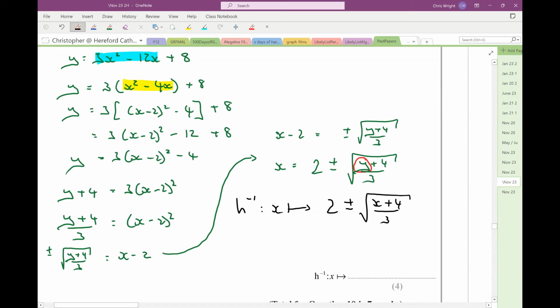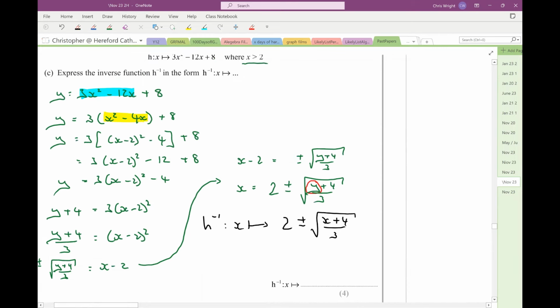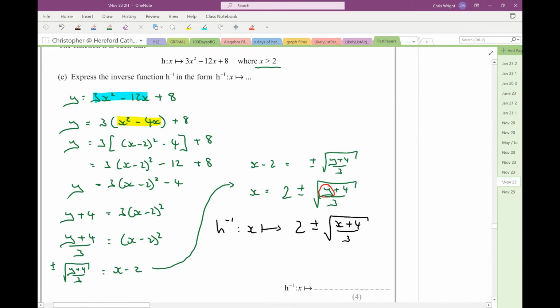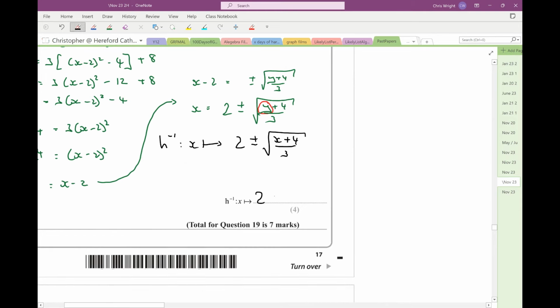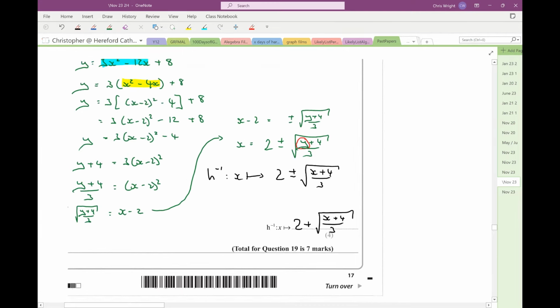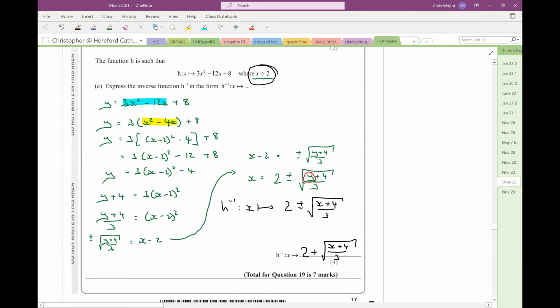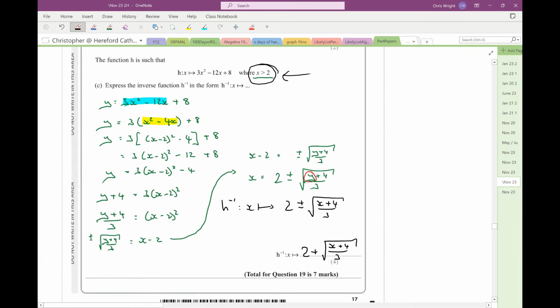But I haven't quite finished. Why haven't I quite finished? I haven't quite finished because here it told me that x had to be greater than 2. So it can't be 2 minus anything. So the only possible answer is 2 plus that square root. You can't have 2 minus that square root because that would give you an answer for x of less than 2, and x has to be greater than 2. So that's quite a hard one, 4 marks there, and that is question 19 finished.